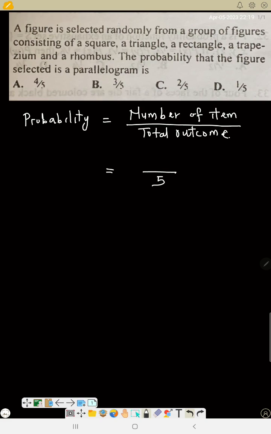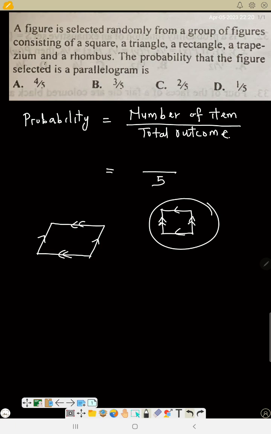Now, the probability that the figure selected is a parallelogram. The properties of a parallelogram are that the opposite sides are parallel and equal. So let's say square. If you say square, all the sides are equal. These two sides are parallel, these two sides are parallel. So this is a parallelogram. So a square is a parallelogram. A rectangle also. This side is parallel to this side and equal. This side is parallel to this side and equal. So that is also a parallelogram.